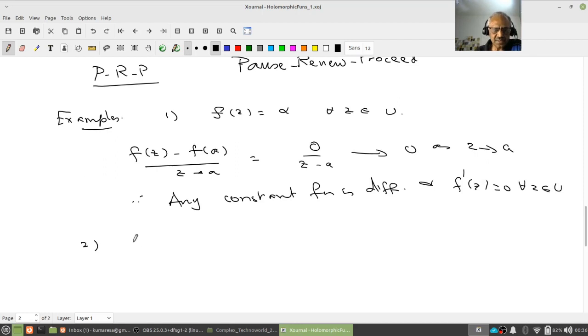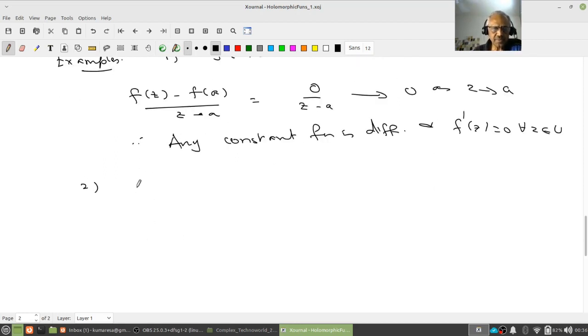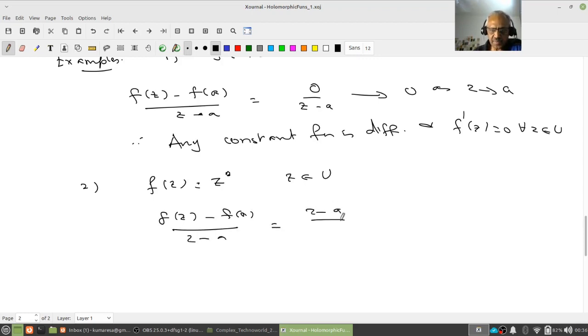And the second thing is the easier one again. Let us do f of z equal to z. I can also do z power n, but let me just do z in open set U. Then it's again easy. f of z minus f of a by z minus a will be z minus a by z minus a, which is equal to 1. It goes to 1 as z goes to a.